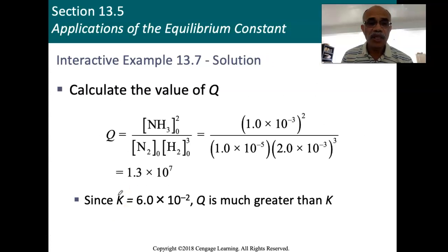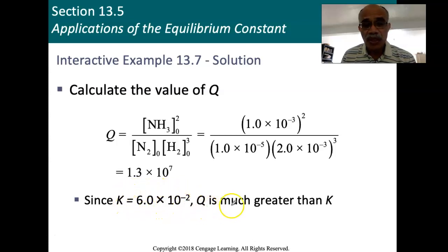So what do we need to do? We evaluate Q. So Q comes from the Haber process, that is the reaction we've looked at previously. This is the product, and its coefficient, and then these are the reactants raised to their coefficients. Notice that these are initial concentrations, so I'll substitute in the initial concentrations. I get the value. Now you see that this value 1.3 times 10 to the power 7 will be compared to the value of K. So this is the Q based on the initial. You compare that with the K.